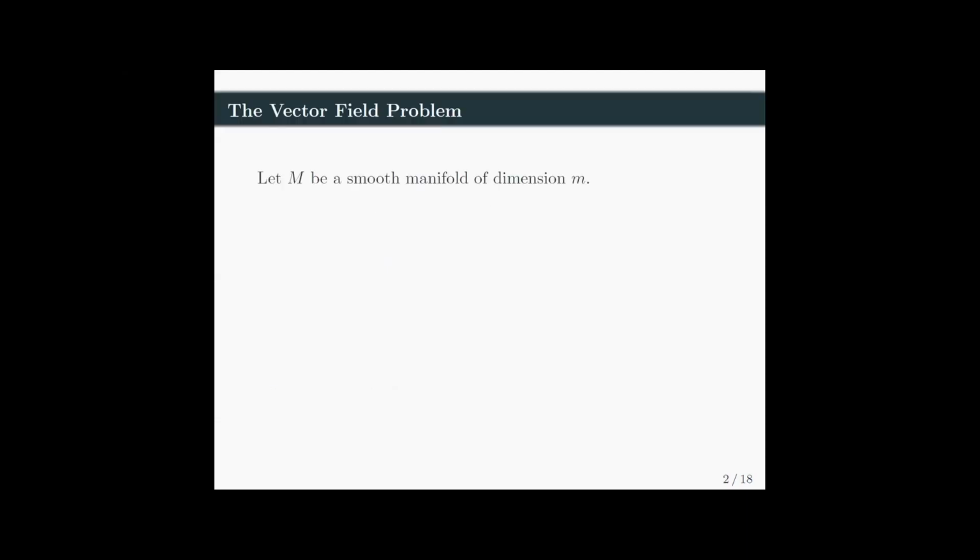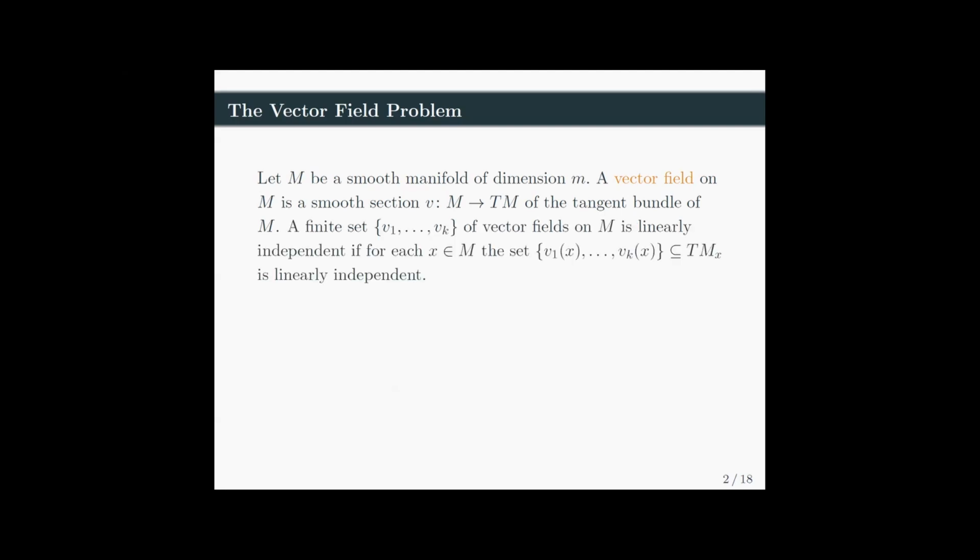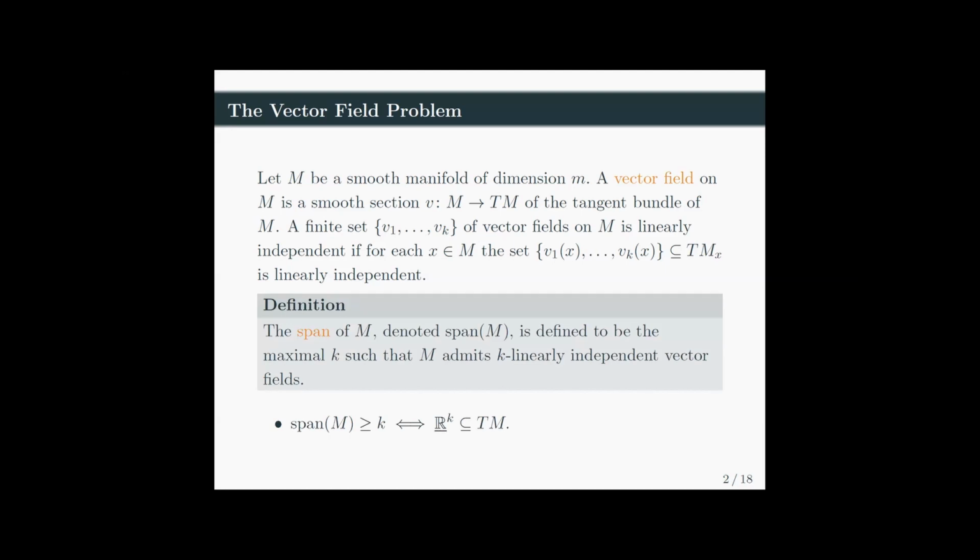Before I tell you about the projective span, I want to tell you a bit about span, which is otherwise known as the vector field problem. If you have a smooth manifold, a vector field is a smooth section of the tangent bundle, and if you have k vector fields, we say that they're linearly independent if they're pointwise linearly independent. The span of a manifold is defined to be the maximal number such that the manifold admits that many linearly independent vector fields. In other words, the span of some manifold is at least k if and only if the tangent bundle admits a rank k trivial subbundle.